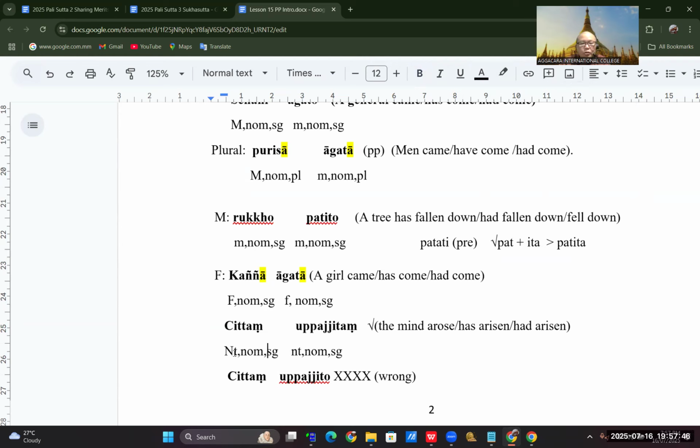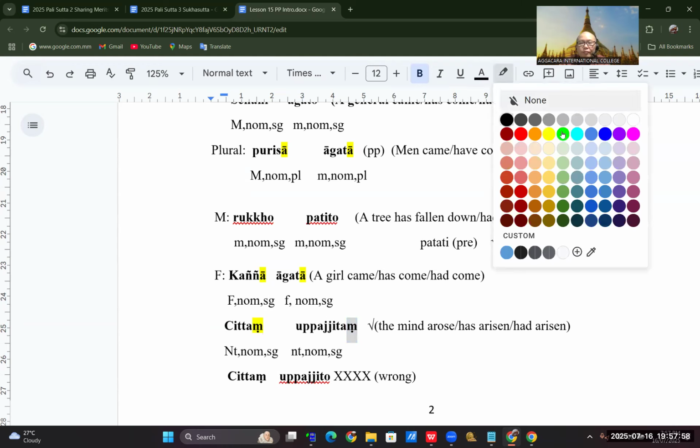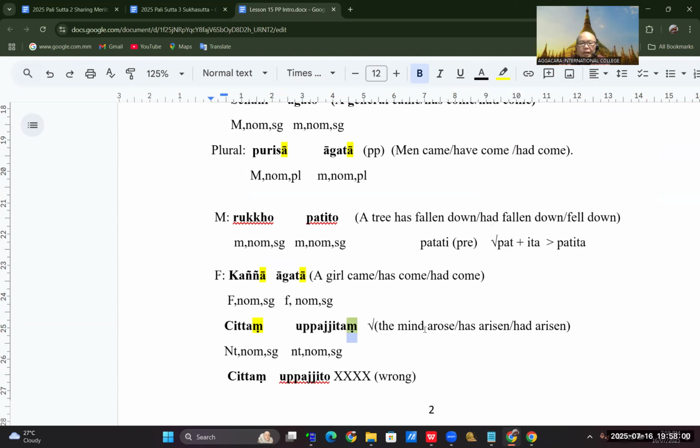Now next one is a neuter, Chittam. So you have this nasal consonant. So upapanna chittam also must follow. So the mind arose, has arisen, or had arisen. But if you put Chittam upapanno, so it's wrong. Okay? Because it does not follow the ending part. So far, okay? I think it's okay. It's not so difficult. It's only some small examples here.